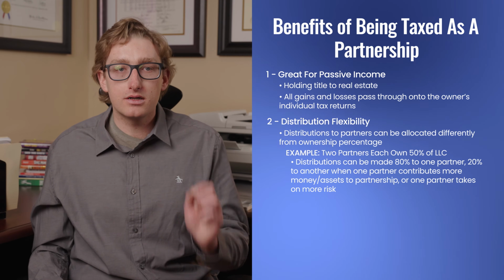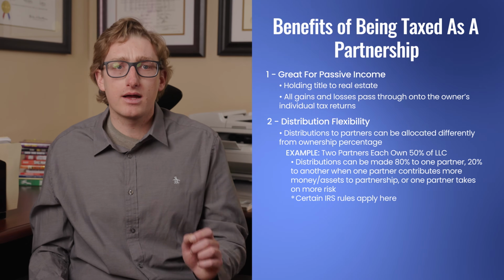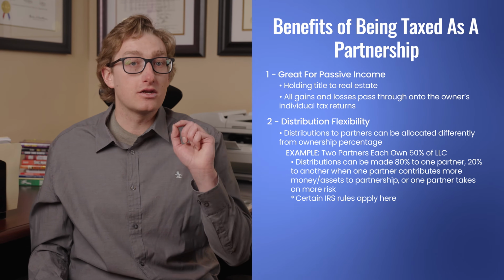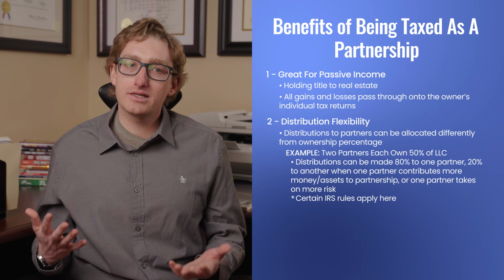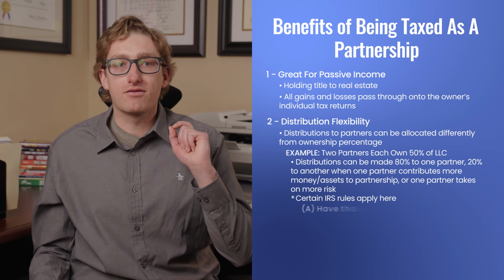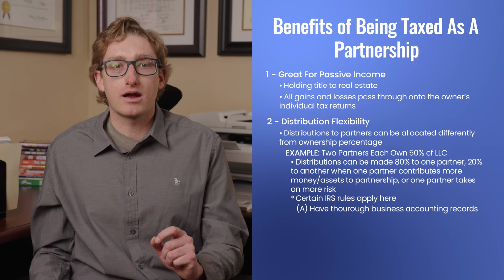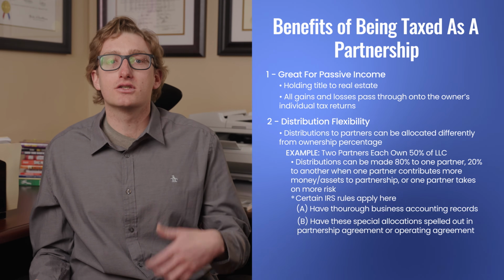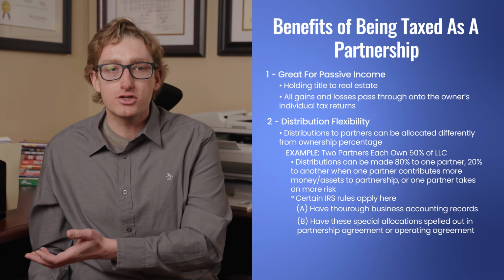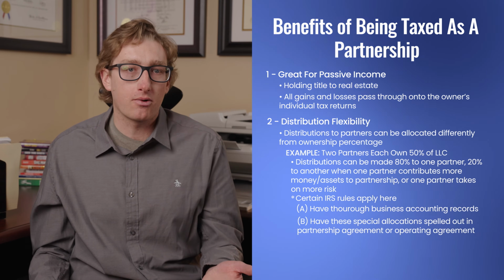However, in order to do this, there are certain IRS rules that apply. And you'll definitely want to double check with your CPA here. And when doing so, you'll want to make sure that you have thorough business accounting records. And you'll also want to have these special allocations spelled out in the partnership agreement or the operating agreement.